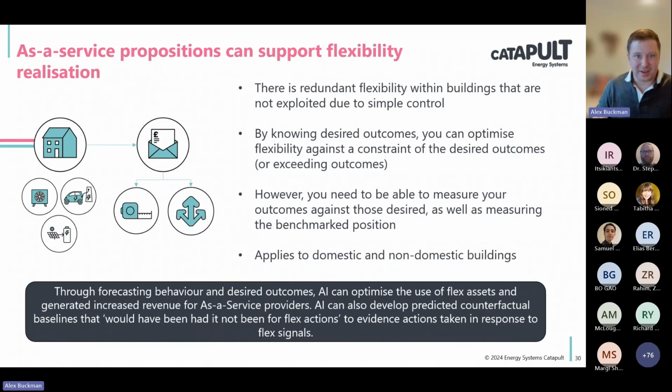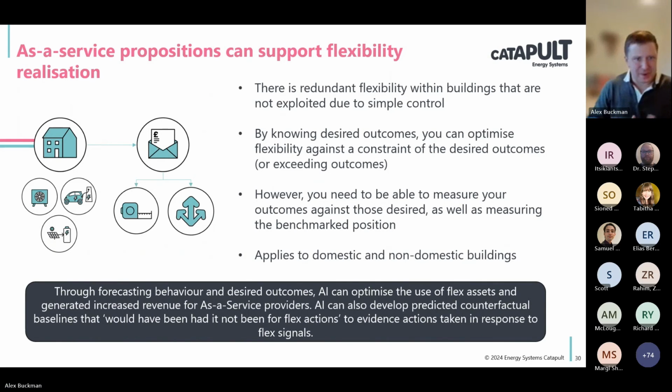But in order to do that, you need to start to understand what outcomes people want. This movement of responsibility away from individuals to third parties means you've got to really start understanding what consumers value, a bit more. If you know their outcomes, you can optimize flexibility against a constraint of the desired outcome, or ideally exceed those outcomes. However, you need to be able to measure your outcomes against those desired, as well as measure the benchmark position. So there's another question: how do you prove that what you've done was different to what would have happened anyway?